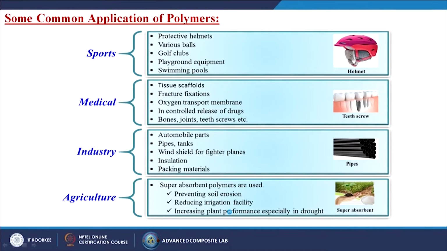Now, we are going to give some common applications of polymers. For sports, we use them for helmets and balls. In medicine, we use tissue scaffolds, bones, joints, and nowadays orthopedic implants. For industry, we use them for automobile parts, insulation and packing materials. For agriculture, we use them for preventing soil erosion and reducing irrigation needs, and these are only a few. There are n number of applications where we use polymers.